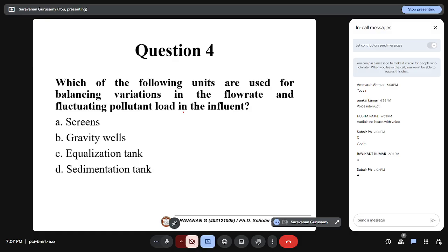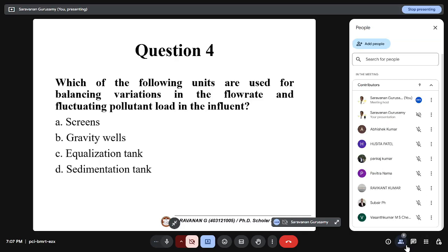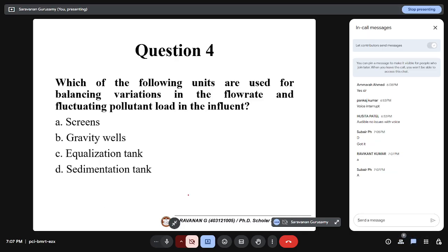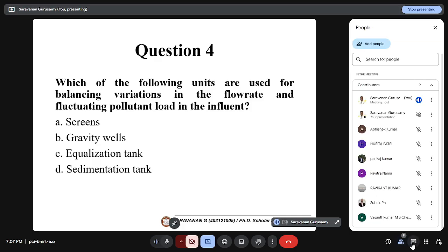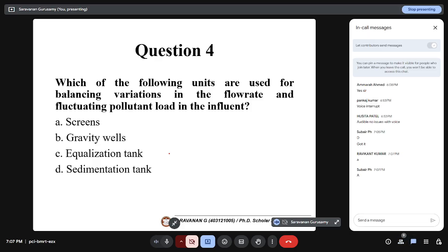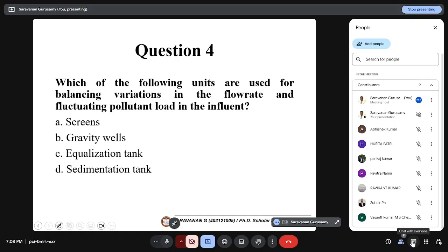Fourth question. Are you able to cope up with me, or shall I reduce the speed? If you want me to wait, please let me know. I will wait. Sir, your speed is okay. Thank you so much.